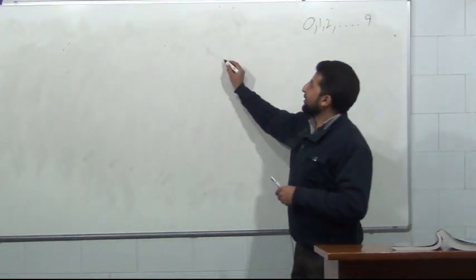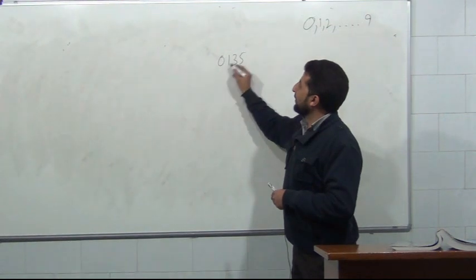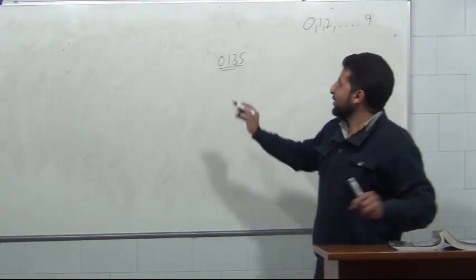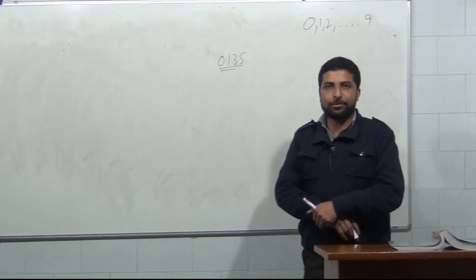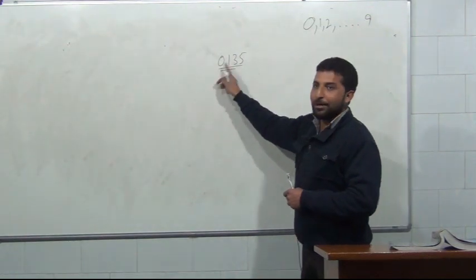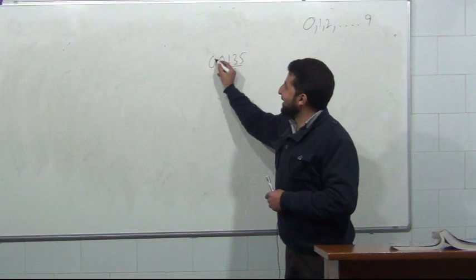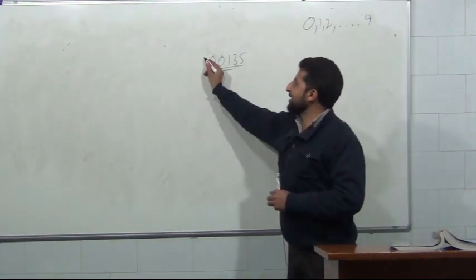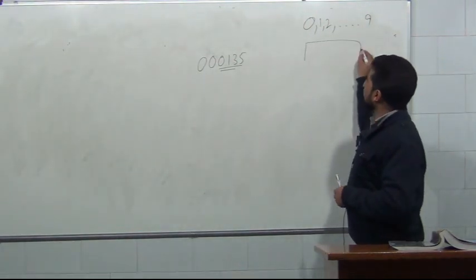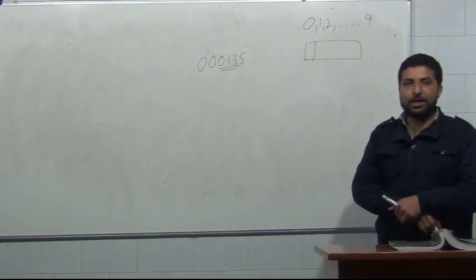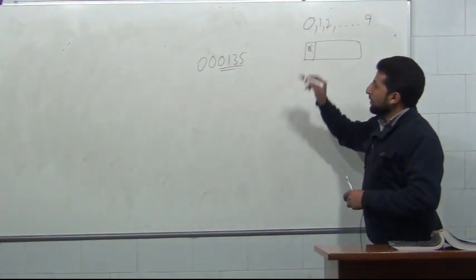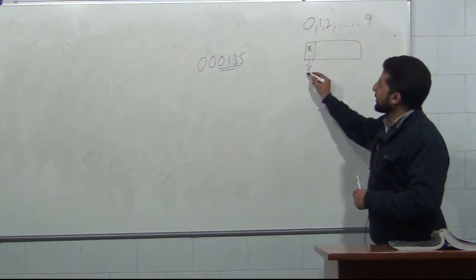You cannot say 0, 1, 3, 5 is a 4-digit number. It is a 3-digit number. That means you cannot start with 0, but you can fill 0 at the other places, not at the first, because then it is called a 3-digit number. By using another 0 you cannot say it is a 5-digit number and this is a 6-digit number and so on. So to fill the first place, how many options do you have? You cannot fill 0, so you have 9 options only.